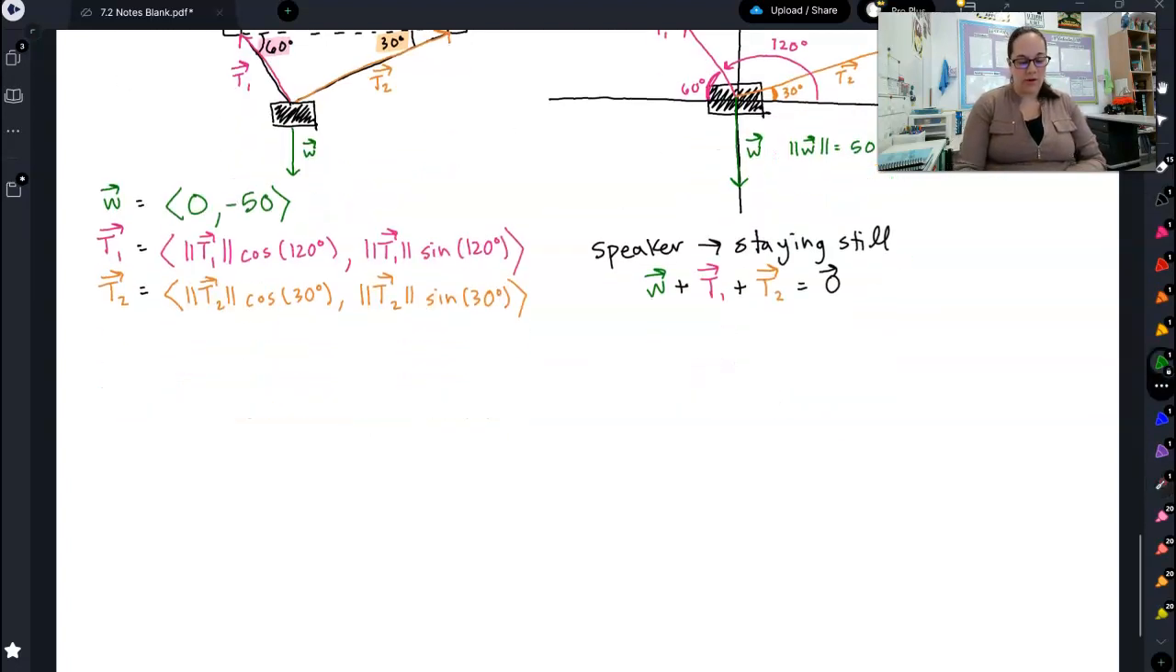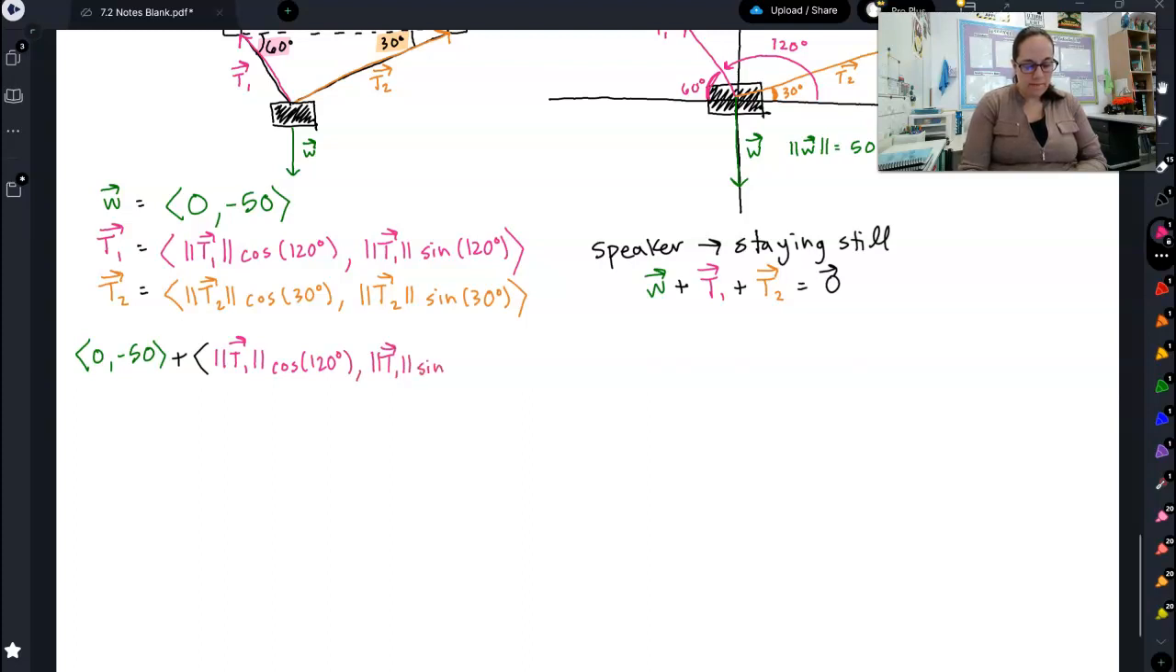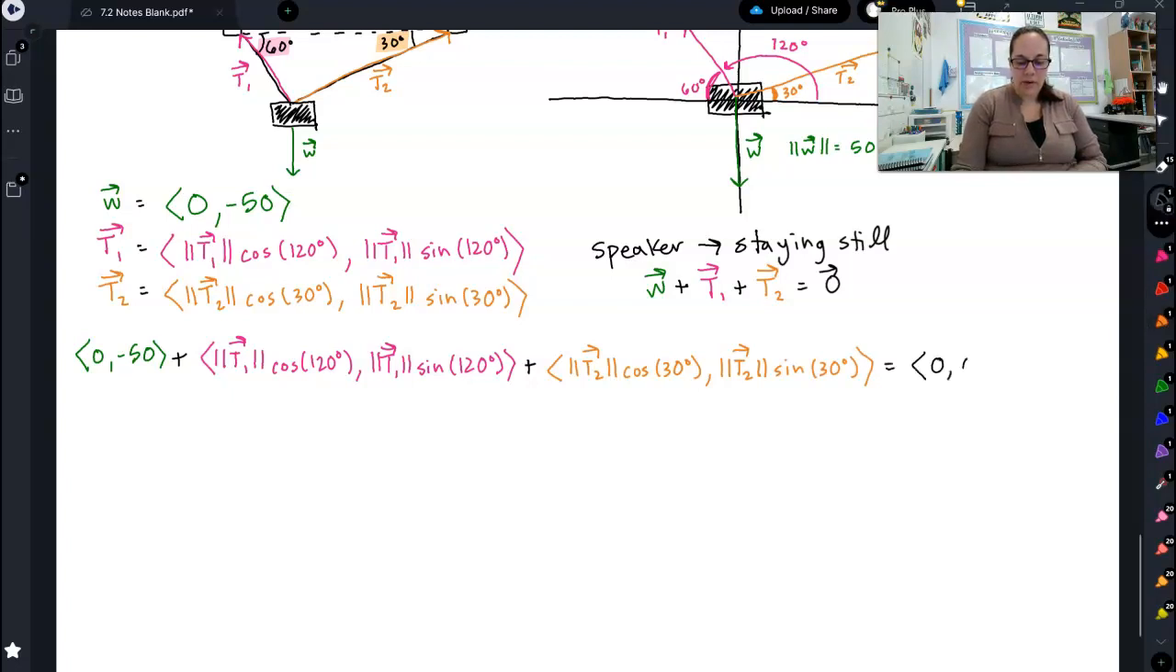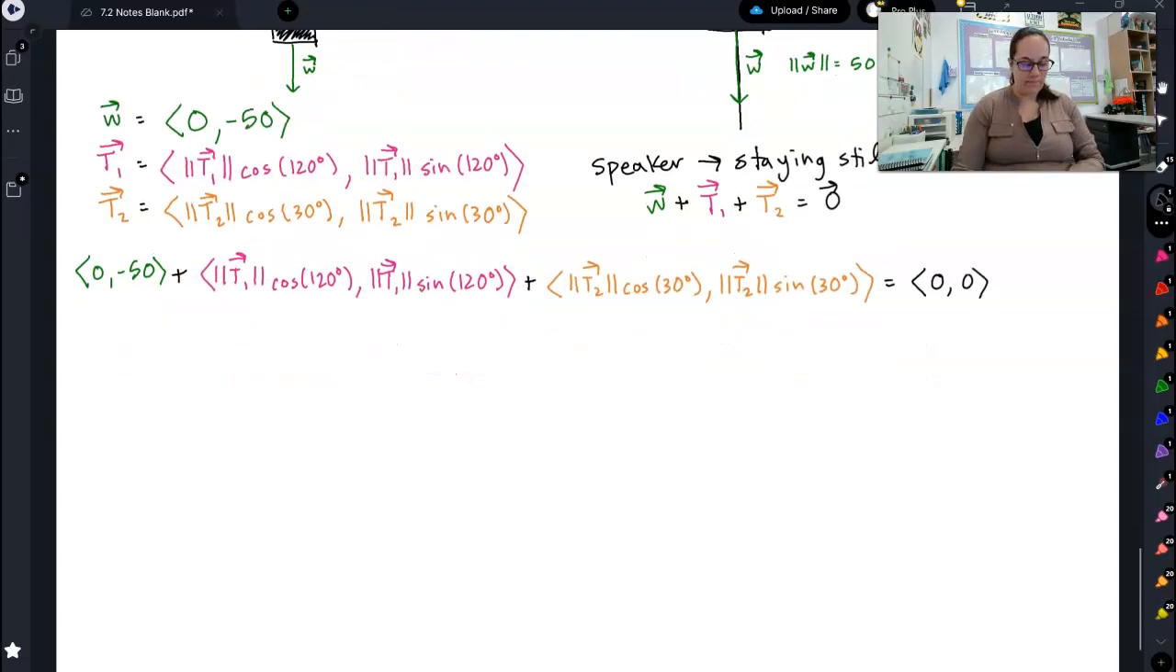So I'm going to put that all together. I'm going to take my W vector plus my T1 vector plus my T2 vector, and adding all those together, I should get my 0 vector. So here's what I'm going to do next.